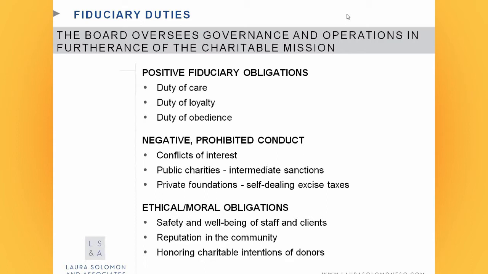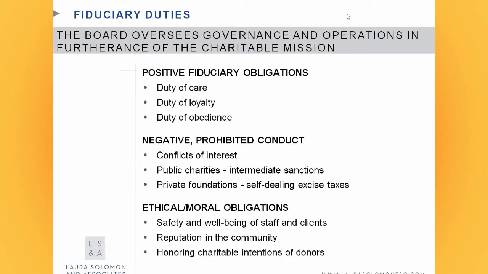And they are both positive, right? You have a duty of care, loyalty, and obedience. And there are also implicit negative corollaries here, right? If you have a duty of loyalty, it means that you're not operating in a way that represents your own self-interest. And those duties and also the prohibitions are built in not only to state law, but also to federal law.